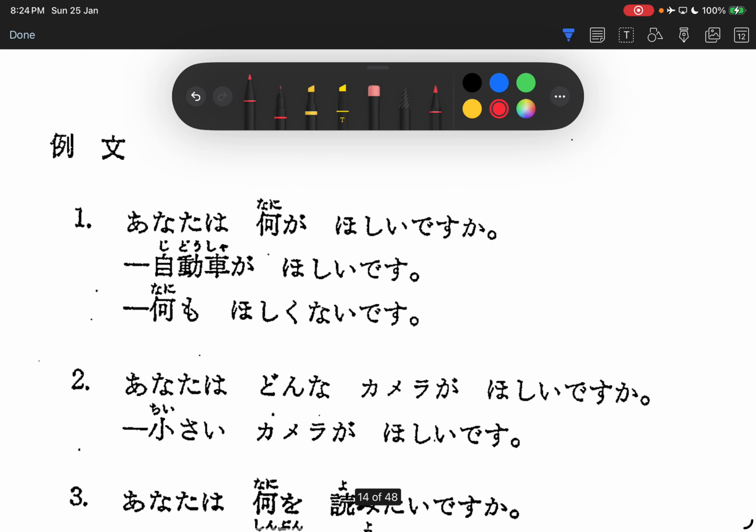Let's talk about the reibun, the example sentences. Number 1. あなたは何が欲しいですか? So, about you, 何 is what. So what you want. 自動車が欲しいです。I want a car. 何も欲しくないです。何も means 什么都, anything also, 欲しくない, don't want. 不要, 不想要. So 何も欲しくないです means I don't want anything. I don't wish for anything.